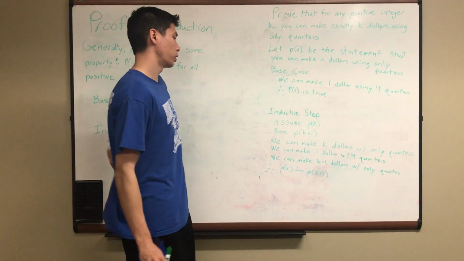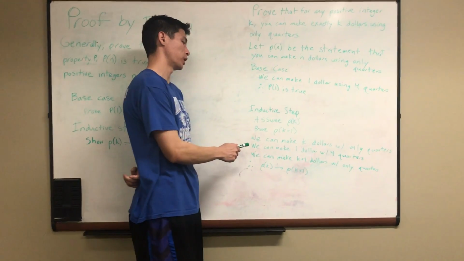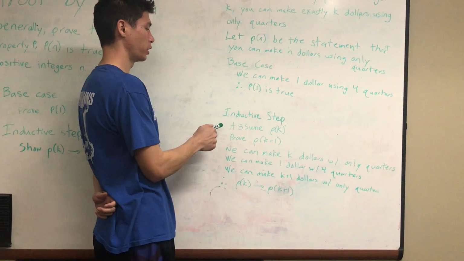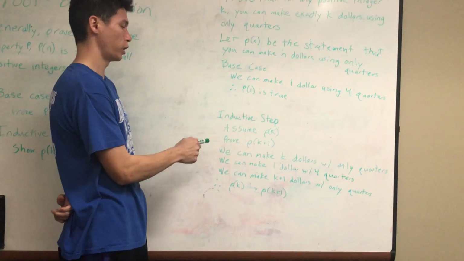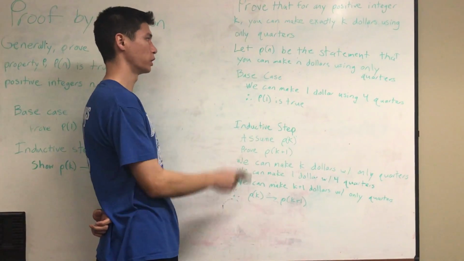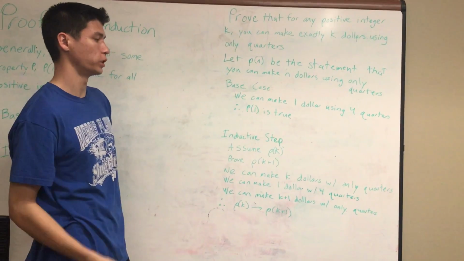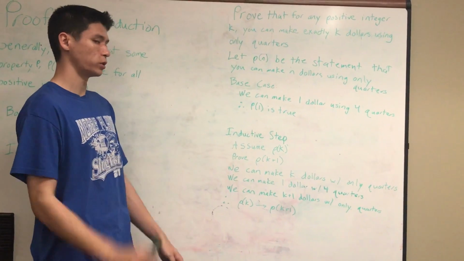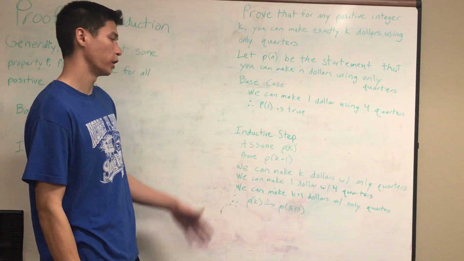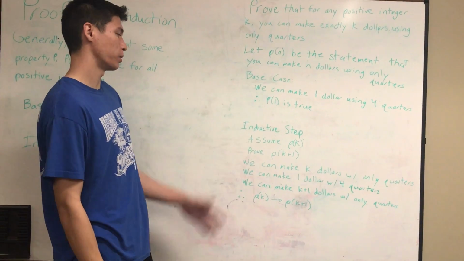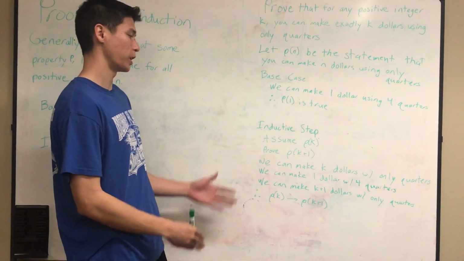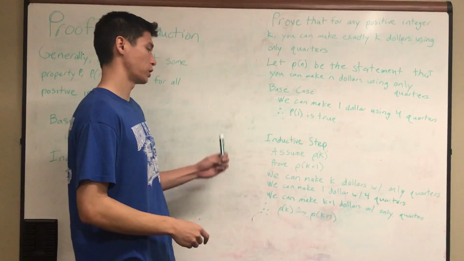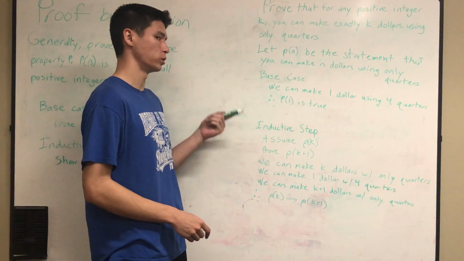One important thing to notice is that when you're doing the inductive step, you want to use your assumption that P of k is true in order to prove P of k plus 1. This particular example is super simple. I could say, for an arbitrary value of k, I can make k dollars using 4k quarters, or I can make k plus $1 using 4k plus 4 quarters, but that's not really induction. The point of induction is to use the previous value to prove the next value.